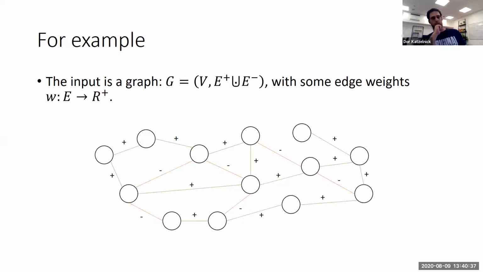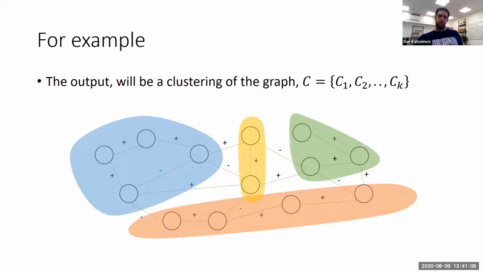Okay, let's see an example. Here we have a graph. Some of the edges are labeled with a plus sign. Some of the edges are labeled with a minus sign. And we also have some weights on the edges. Throughout the talk, I may not always talk about the weights, but they are there. So we want to find a clustering of this graph. Let's see, for example, this clustering. Here we have 4 clusters. We can see that some of the plus edges are within the clusters, some of the minus edges are within the clusters too, and so on.